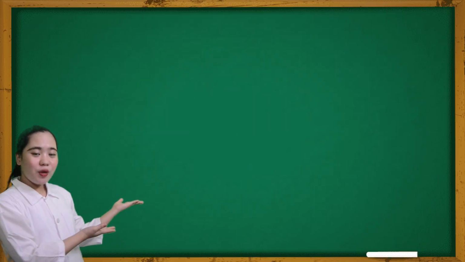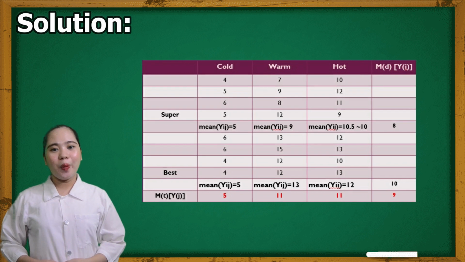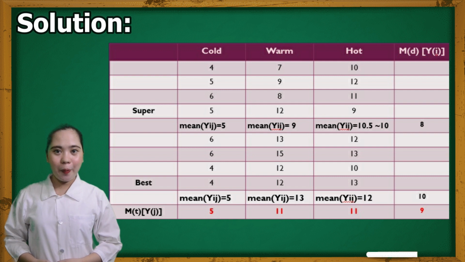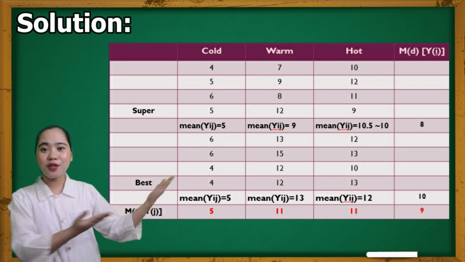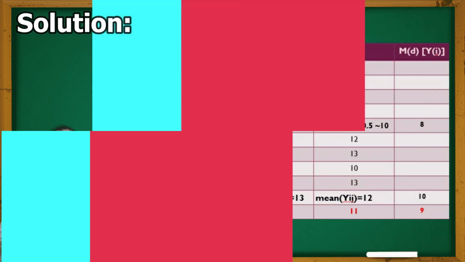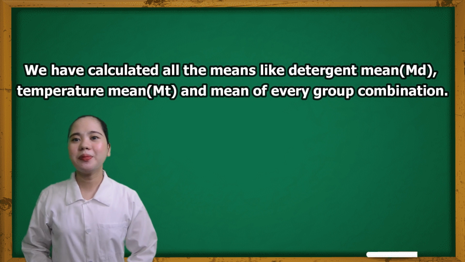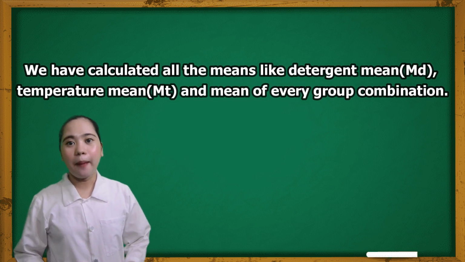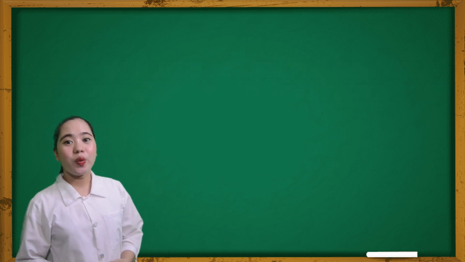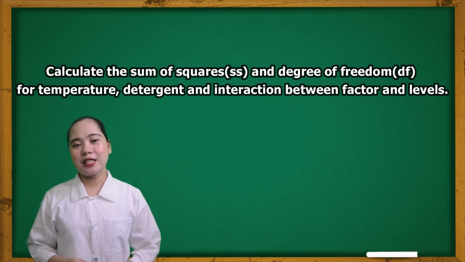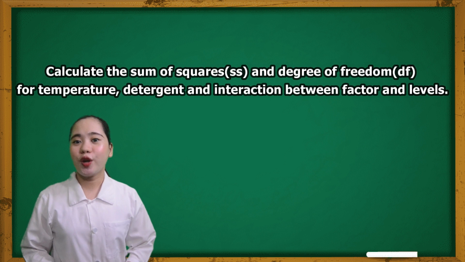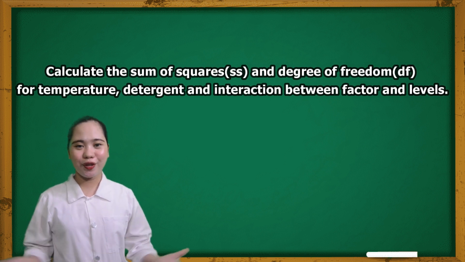The table shown is the solution of our problem. It shows the group mean of the brand Super and Best, and also we have there the overall means of our solution. We have calculated all the means like detergent mean, temperature mean, and the mean of every group combination. Now, what we only have to do is to calculate the sum of squares and degrees of freedom for temperature, detergent, and interaction between factor and levels.